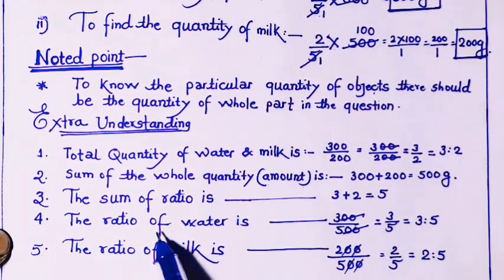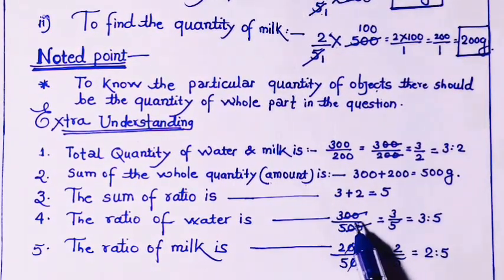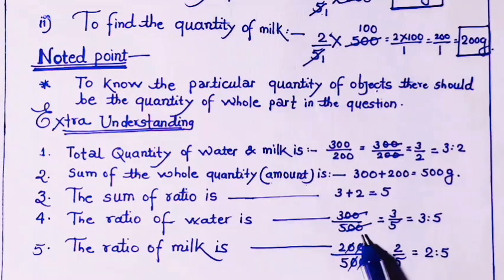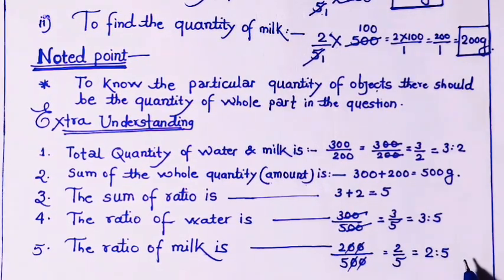Number 4, the ratio of water is 300 by 500, so therefore 3 to 5, and the ratio of milk is 200 by 500, 2 by 5 or 2 to 5. In this way we can find the ratio into the quantity.